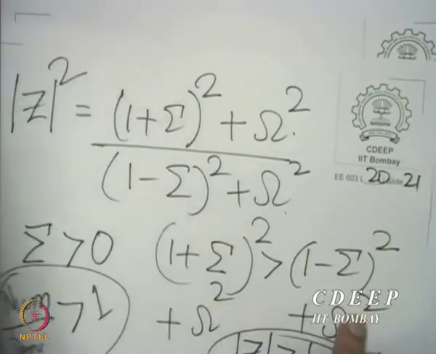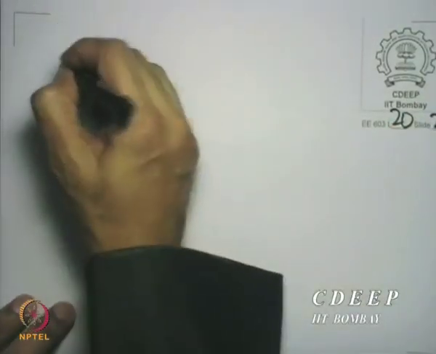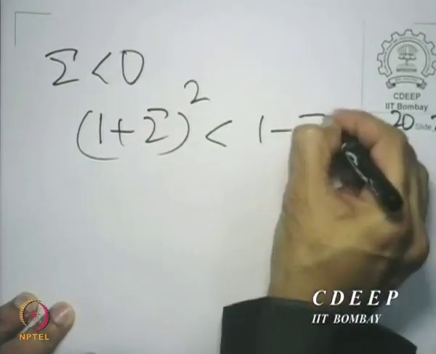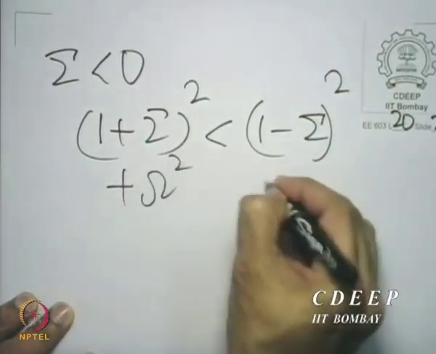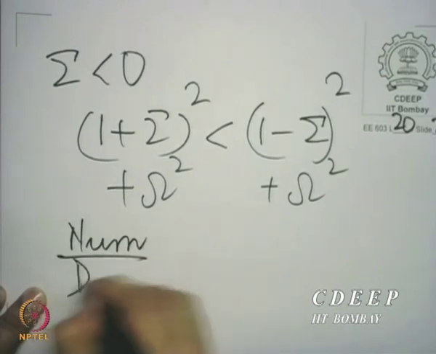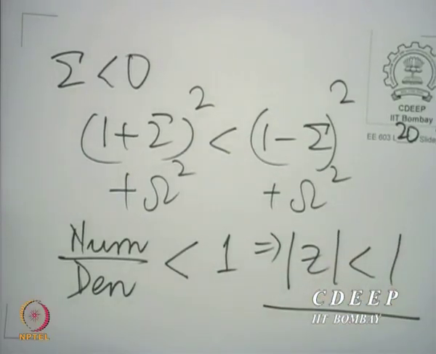In contrast, when sigma is less than 0, then 1 plus sigma squared is strictly less than 1 minus sigma squared. And nothing changes if you add omega squared to both sides. And therefore, it is very clear that the numerator by the denominator is strictly less than 1. And therefore, mod z is less than 1. Is that correct?